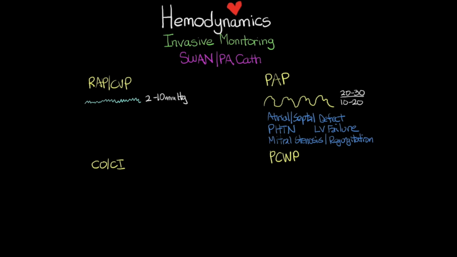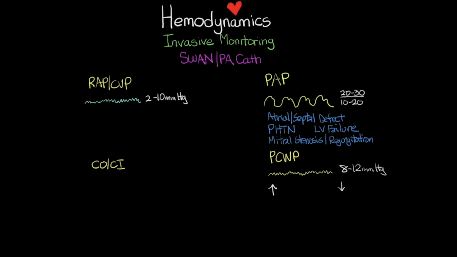Once you inflate the balloon, you're going to see a pressure that looks very similar to a CVP, with the waveform looking like this. The values are going to be a little bit different, and your normal range on this is going to be 8 to 12, and again, that's millimeters of mercury. And based on what your wedge pressure is, you can either be in a state where you have a normal pressure, an elevated pressure, or a decreased wedge pressure.